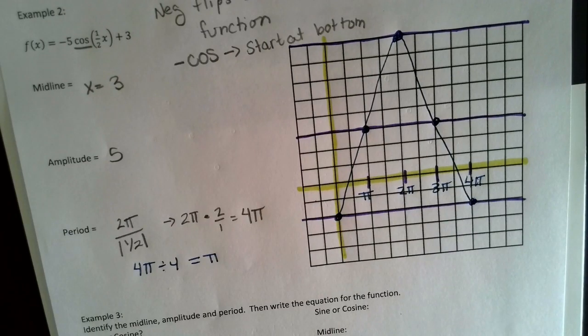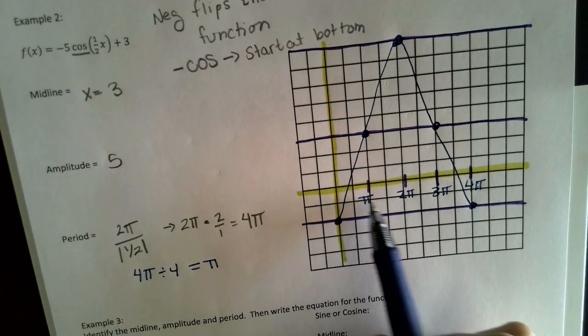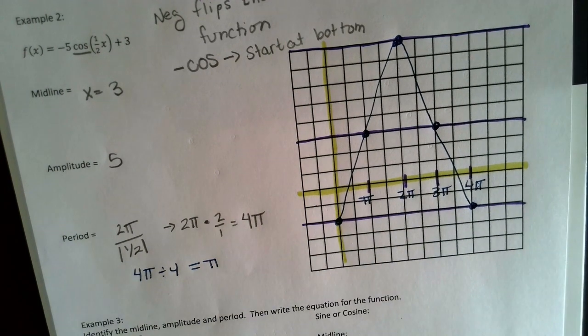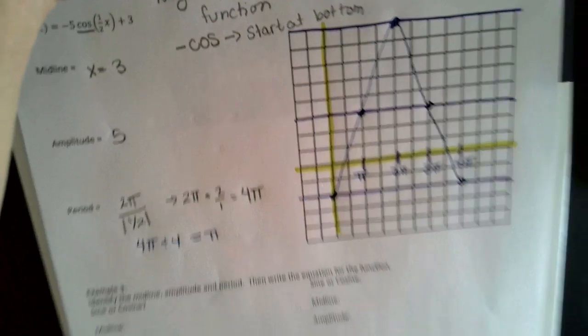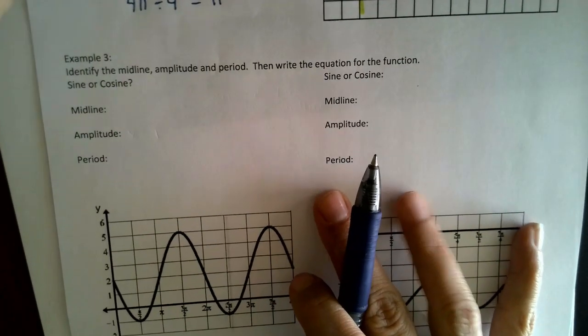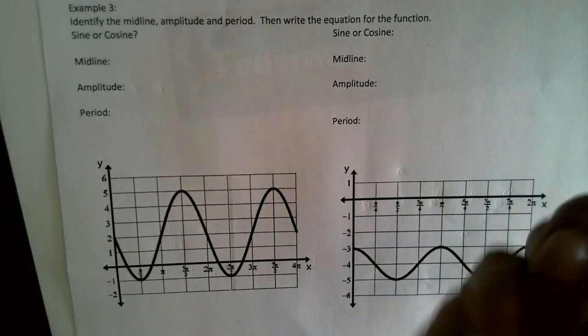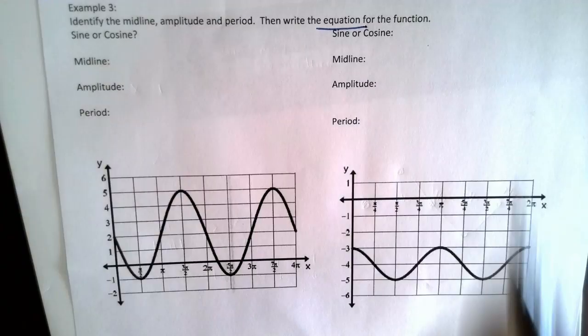Yes, the hardest part to graphing is dividing up your period into 4 sections, but we'll work on that. In example 3, we're going to go backwards. Okay, so we are going to write the equation.